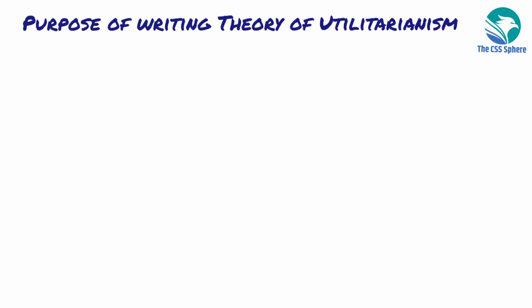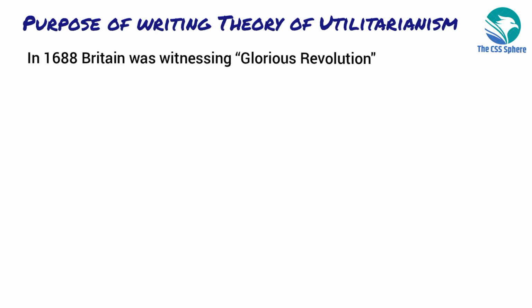So let's move toward the purpose of writing the theory of utilitarianism. Bentham was living at the time when different major developments were taking place. In 1688, Britain was witnessing the Glorious Revolution. In this revolution, the monarch was overthrown and sent into exile. It happened without any war, and it is also called a bloodless revolution. In 1776, the US Revolution took place. Before this revolution, America was a colony of the British Empire.